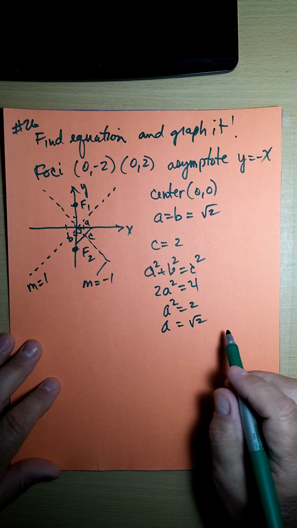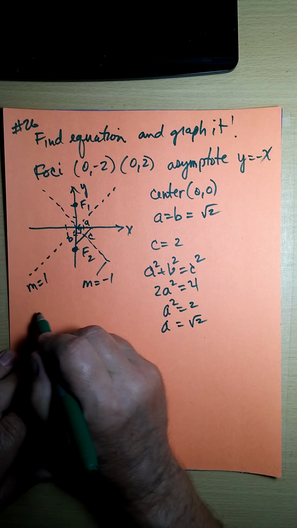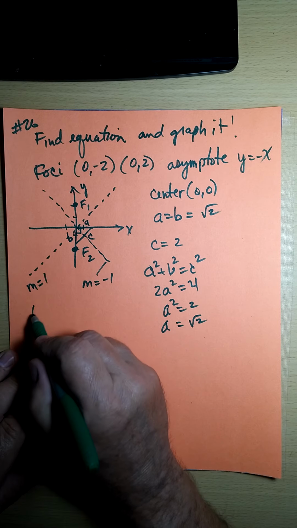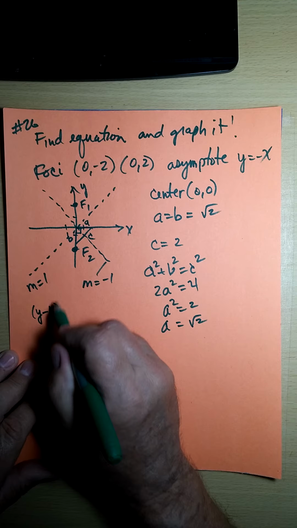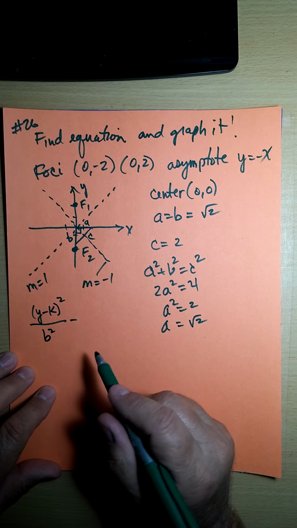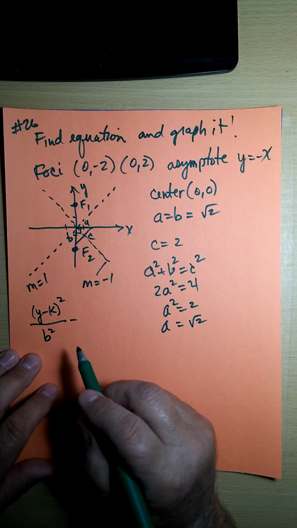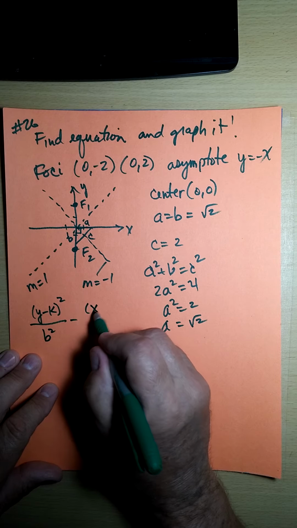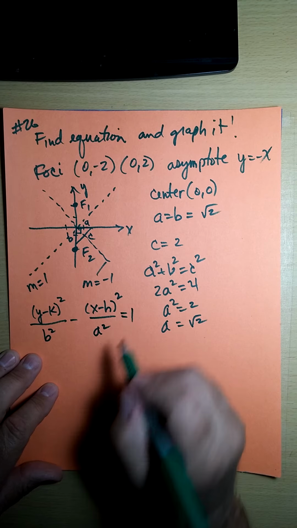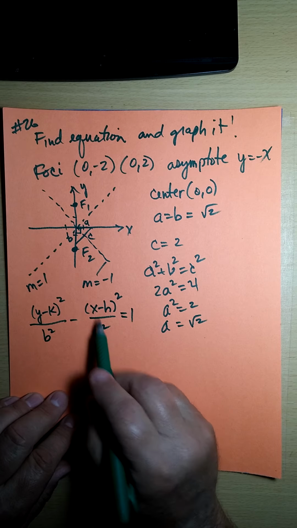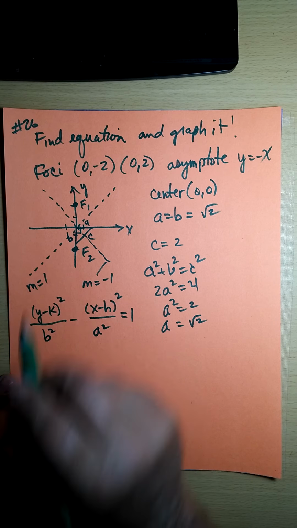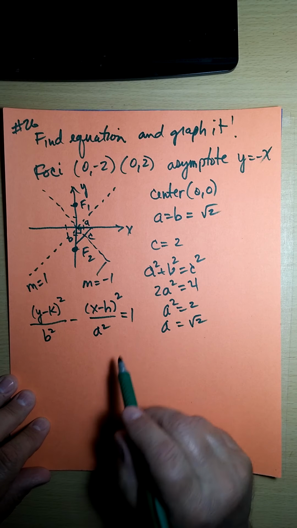So, we can come up with the equation. Use the general equation because it opens up and down. It's y minus k, quantity squared, over, I can call it B squared. Our book, I think, calls it A squared for the first one. It doesn't matter. Minus x minus h, quantity squared, over A squared equals 1. And then I know that underneath the x, you measure right and left, and underneath the y, you measure up and down. In this case, it's both the same, A and B.